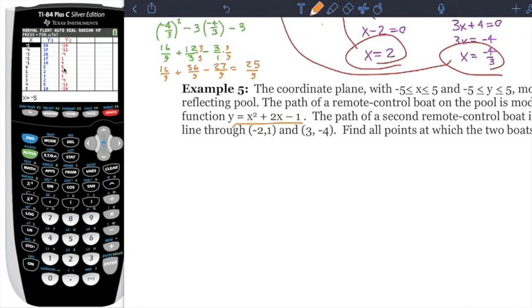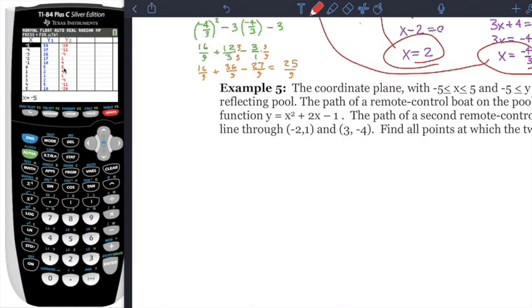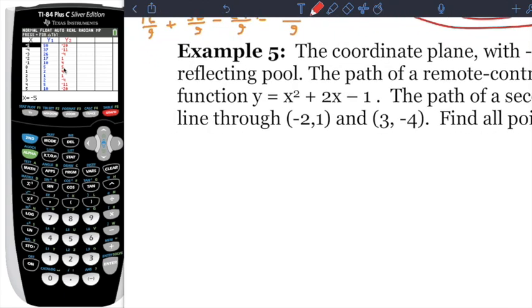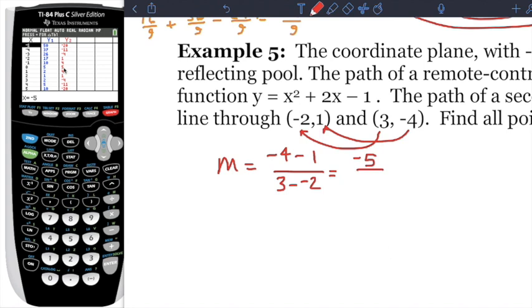I guess here on this one, they didn't give us an equation, so we're going to have to think back to a little bit of Algebra 1 stuff. In Algebra 1, you guys would find the slope between 2 points, so we're going to do that using y2 minus y1, so -4 minus 1, and then 3 minus -2. Okay, so that'll come out to -5 in the numerator and then +5 in the denominator, so that'll come out to -1.